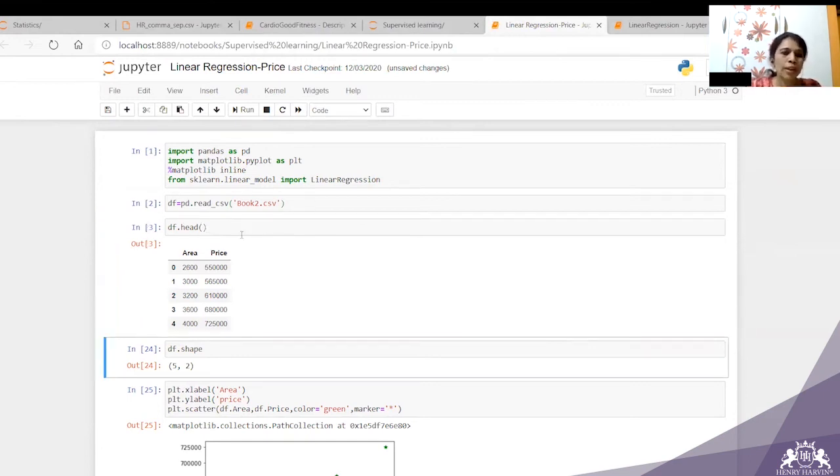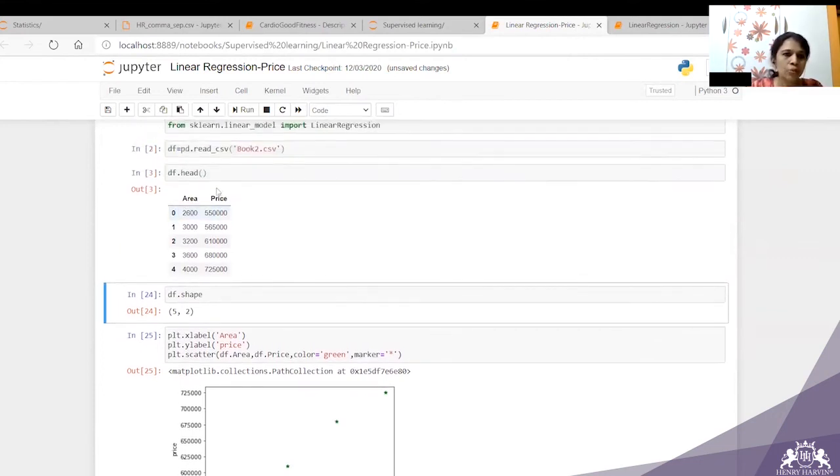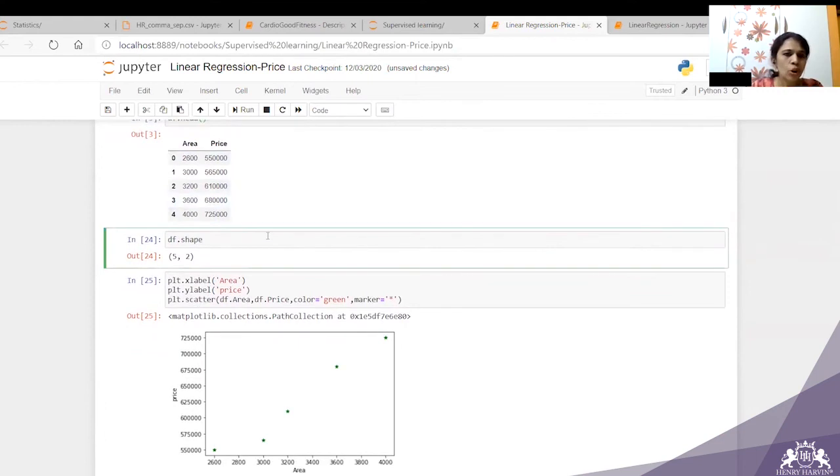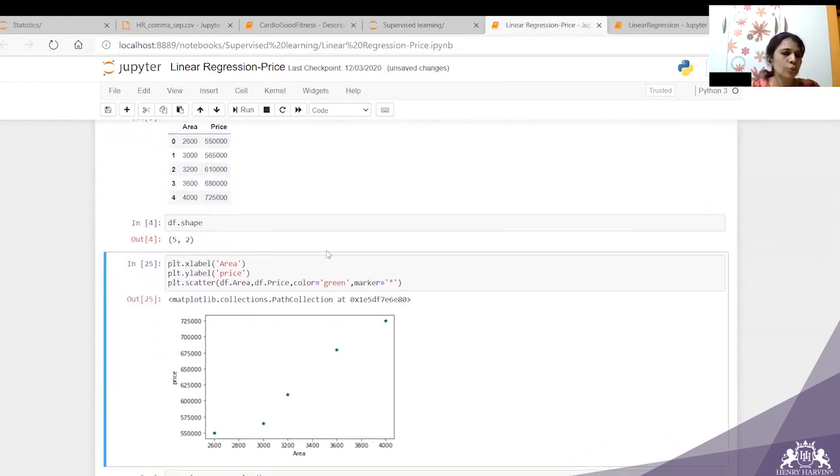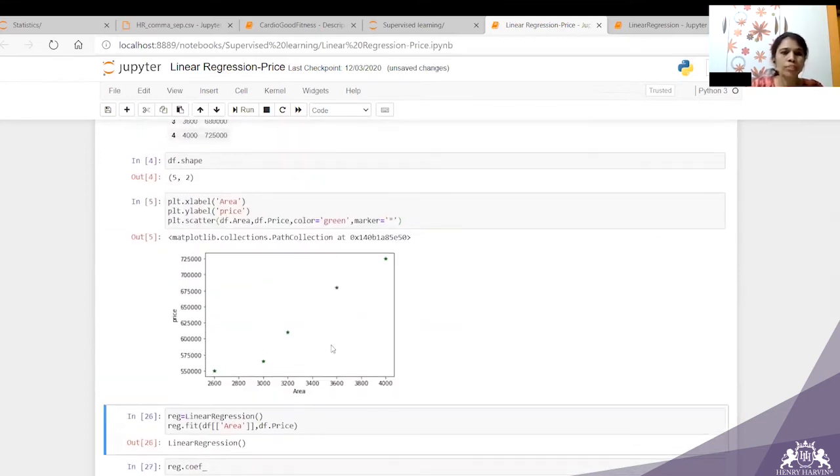And I'm looking into my data. It is just saying about area and price. I have taken a very small data set of shape 5,2. I'll show you how it works, and then we will be dealing with a bigger data set. In the x axis I have taken area, and in the y axis I have taken price. Then I want to construct a scatter plot, and this is how I got a graph.